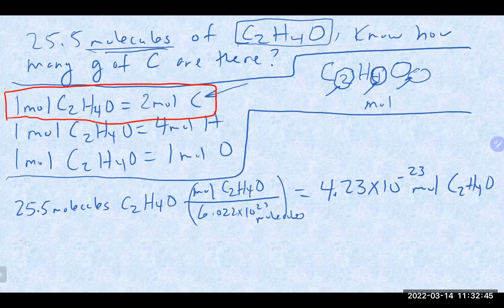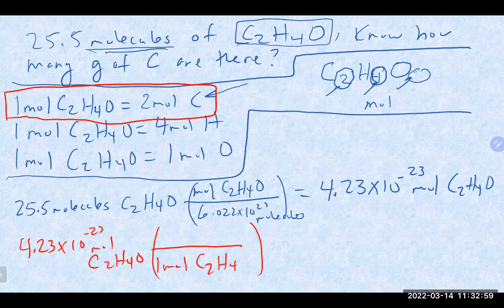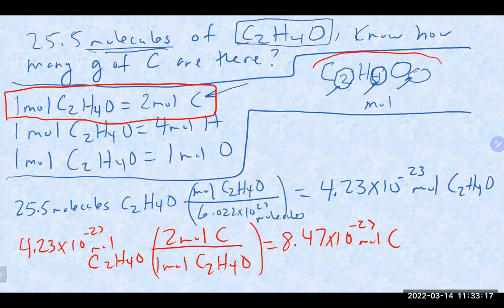So if we did that, 4.23 times 10 to the minus 23 moles of the entire thing, and 1 mole of the entire thing, there are 2 moles of carbon, which would get us 8.47 times 10 to the minus 23 moles of carbon. So using the actual formula, we were able to go really from moles of the entire thing to just moles of what we're interested in.